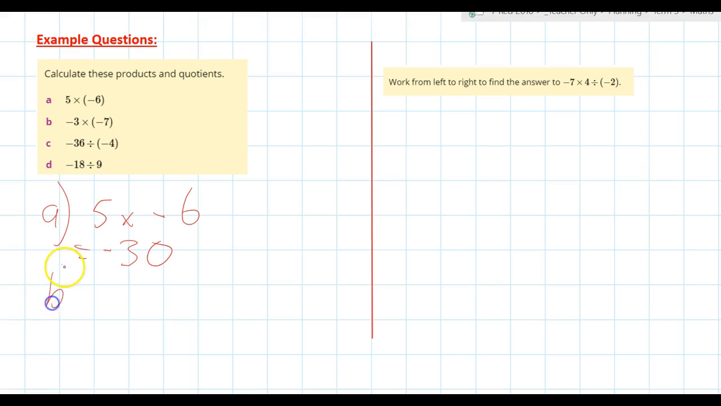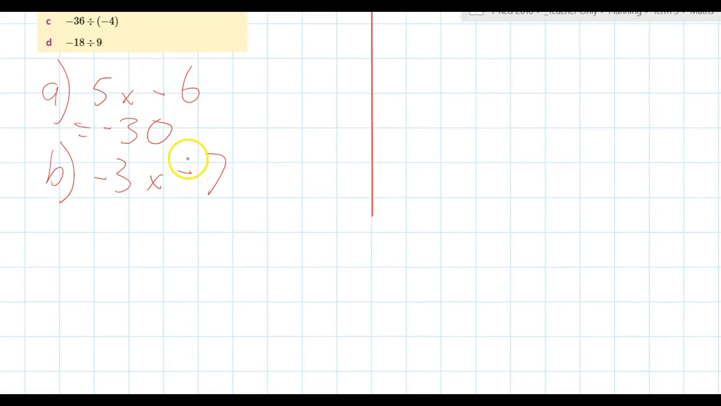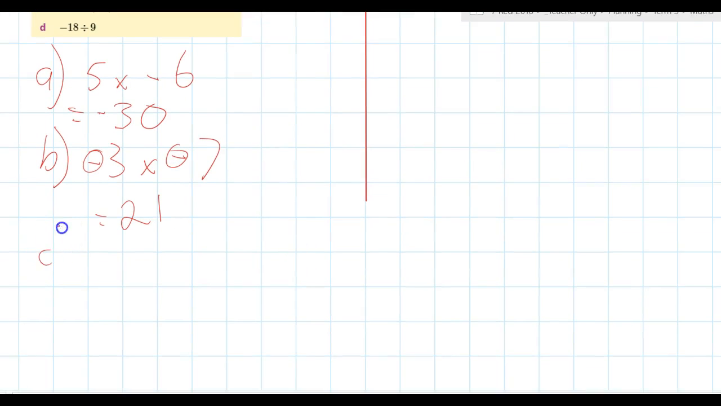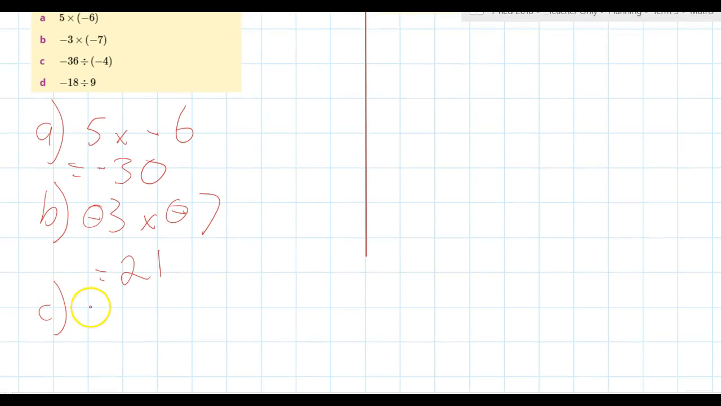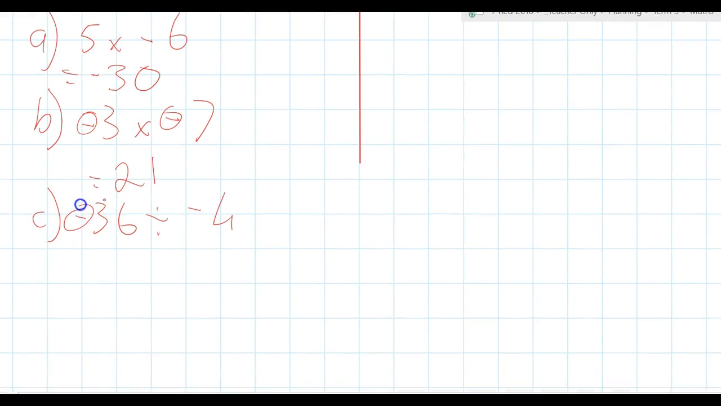so the answer here will be negative 30. Moving on to the next one, I have negative 3 times negative 7. We have two negative symbols, so I know that this will be a positive answer. 3 times 7 equals 21, and that is a positive number because I have two like symbols. Now we're moving on to division, so I have negative 36 divided by negative 4. Again, two like symbols of negatives here, so really it's just 36 divided by 4, which I know will equal positive 9 because they're two like symbols.